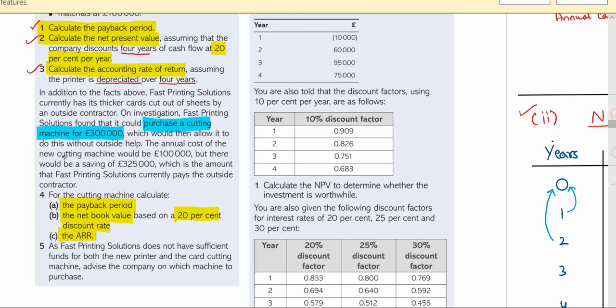The annual cost of the new cutting machine would be 100,000, but there would be a saving of 325,000, which is the amount that Fast Printing Solution currently pays the outside contractor. So part number 4: for the cutting machine, calculate the payback period. What is the payback period for the cutting machine?